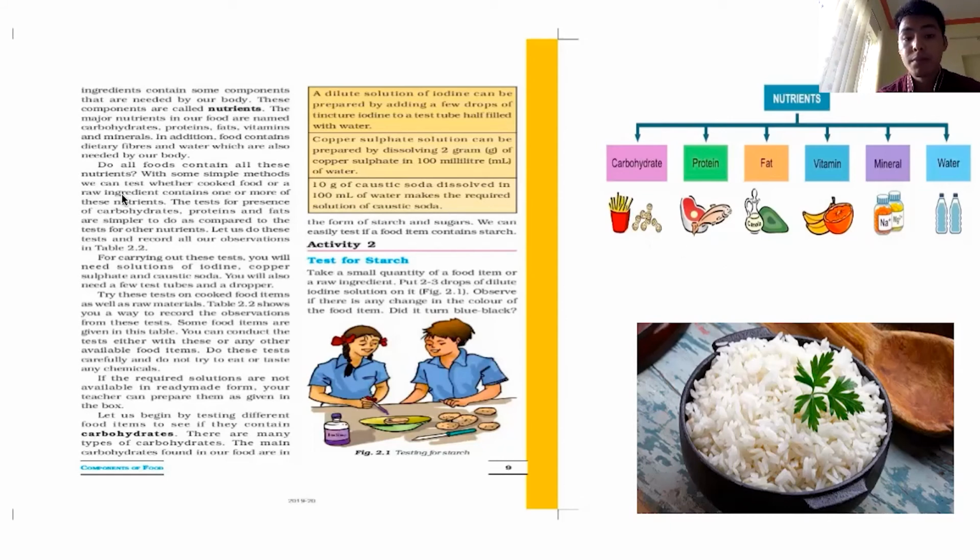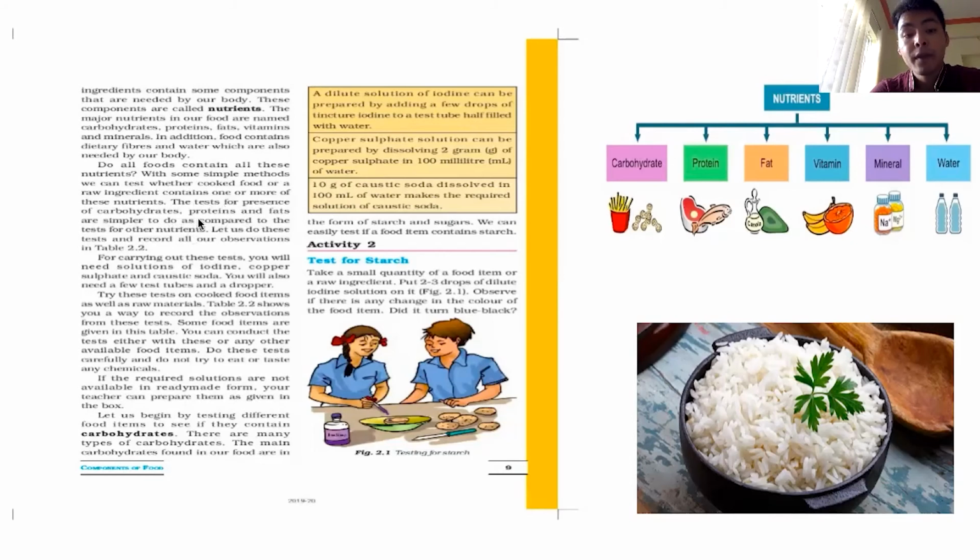With some simple methods, we can test whether cooked food or a raw ingredient contains one or more of these nutrients. So what we can do is use some chemical method to test whether the carbohydrate is present there or not. These nutrients are carbohydrate, protein, fats, mineral, water, vitamin, etc. The tests for the presence of carbohydrates, proteins, and fats are simpler to do as compared to the tests for other nutrients.